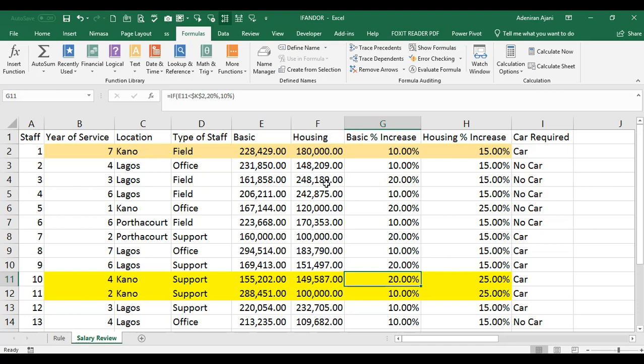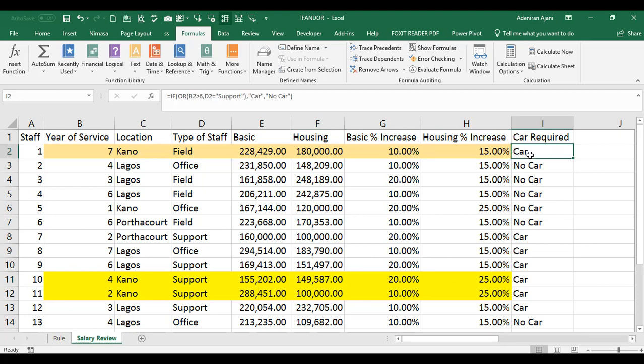Now let's look at the housing increase. You discover that this guy, even though he lives in Kano, is still getting 15% because his housing is above 150,000. But let's look at these two guys. They live in Kano and their housing is less than 150,000.